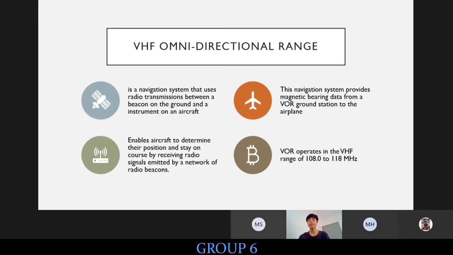This navigation system provides magnetic bearing data from a VOR ground station to the airplane. VOR enables aircraft to determine their position and stay on course by receiving radio signals emitted by a network of radio beacons. VOR operates in the very high frequency range of 108 to 118 megahertz.